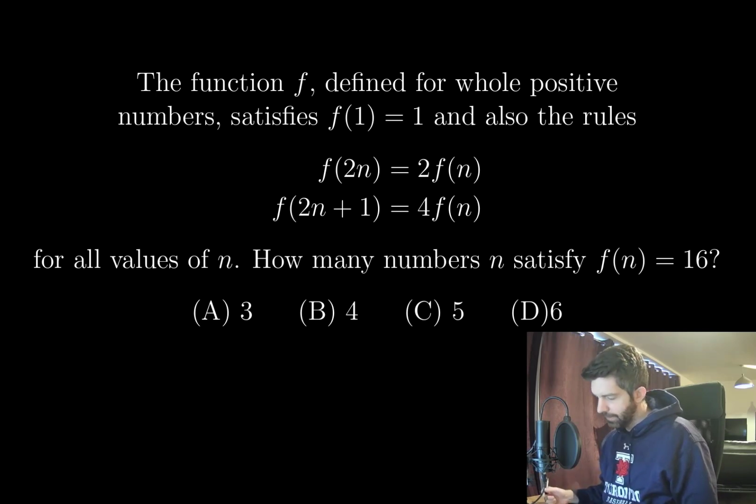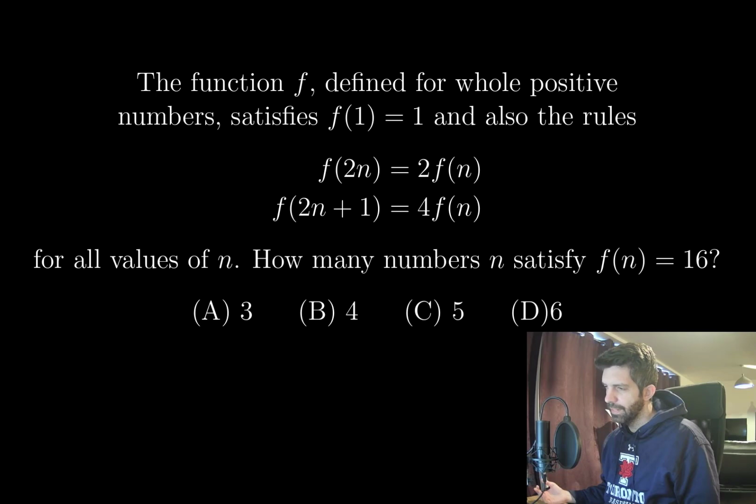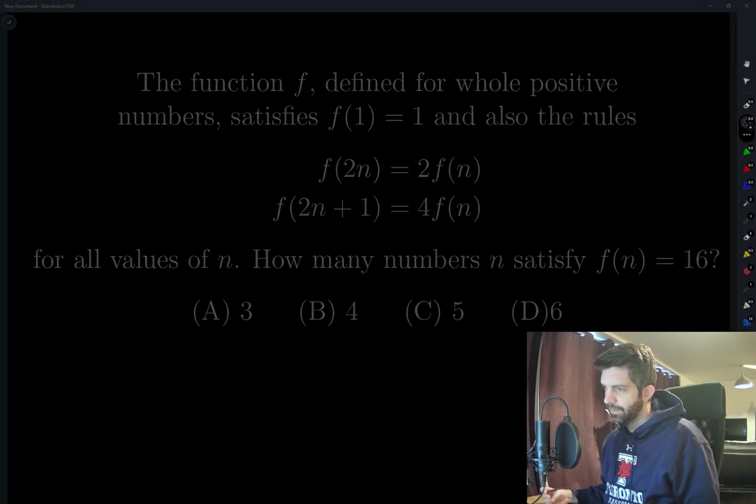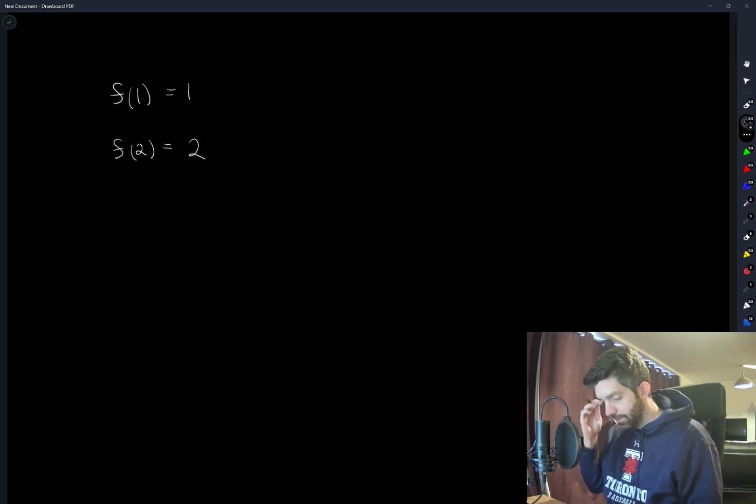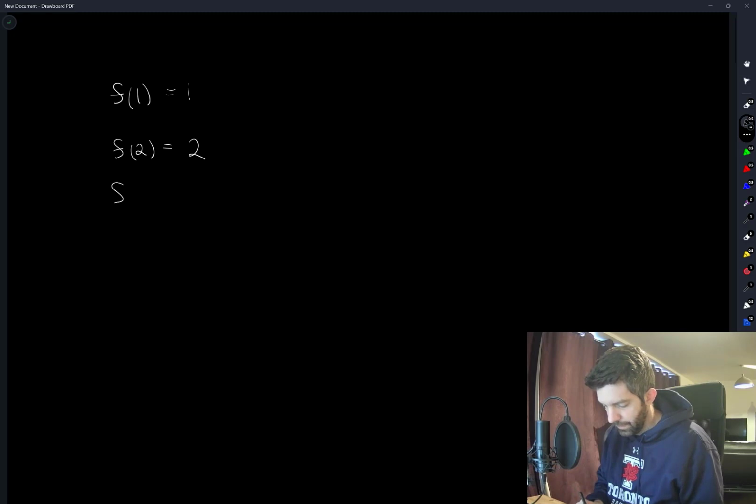Okay. How am I going to do this? Is it best to just start writing values out? I'm going to start just by writing out a few values, see if maybe there's some kind of little pattern or something like that we can get. You write the rules down here so they're easier to see.